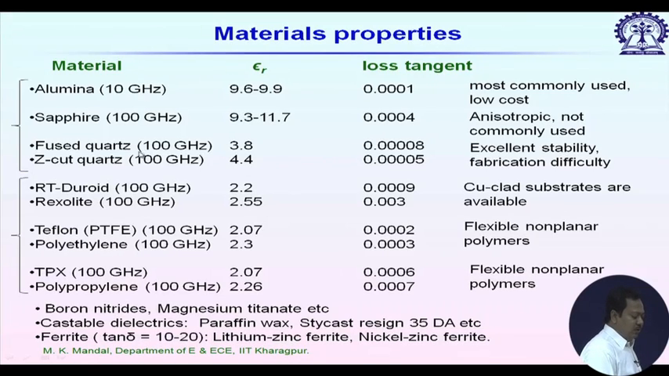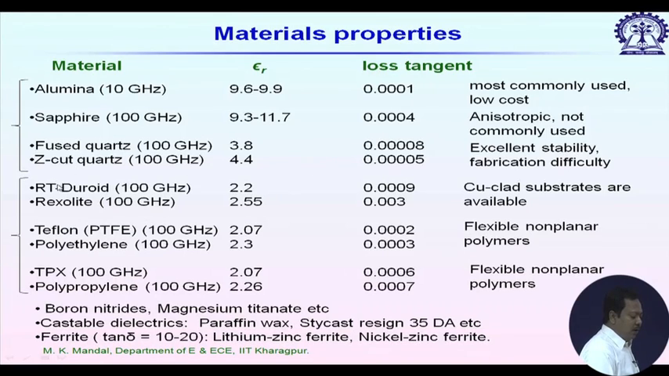Then the fused quartz. Its main advantage is its excellent stability. So, quartz with a different cut is called jet cut quartz. For this one epsilon r is 4.4, and look at their loss tangent values, it is very small. In fact, in this chart, this quartz material provides the lowest loss.